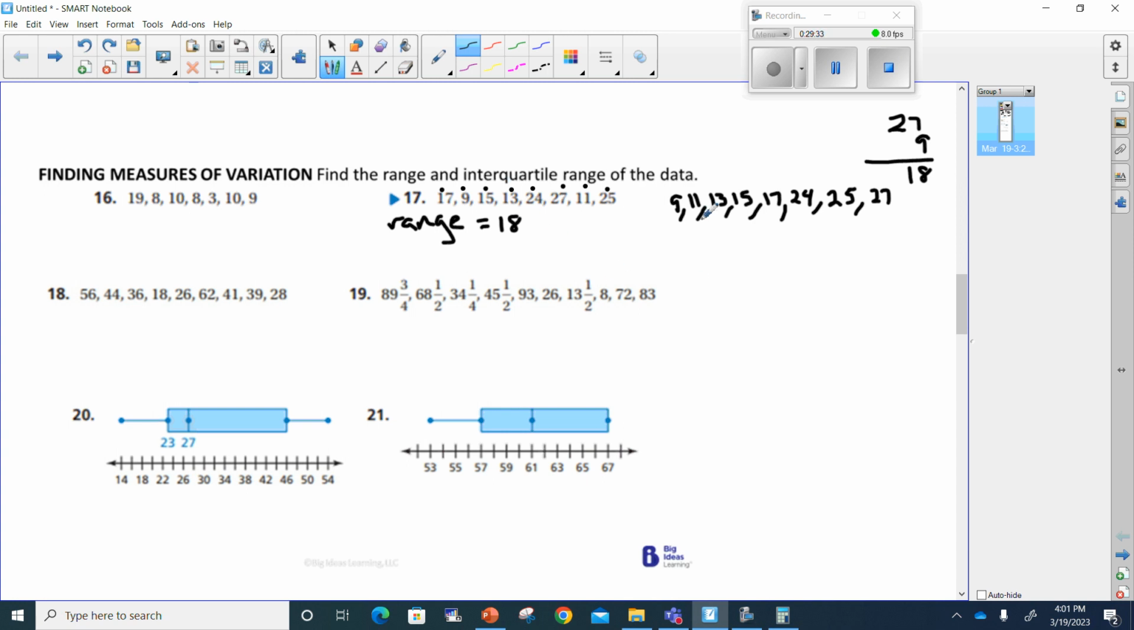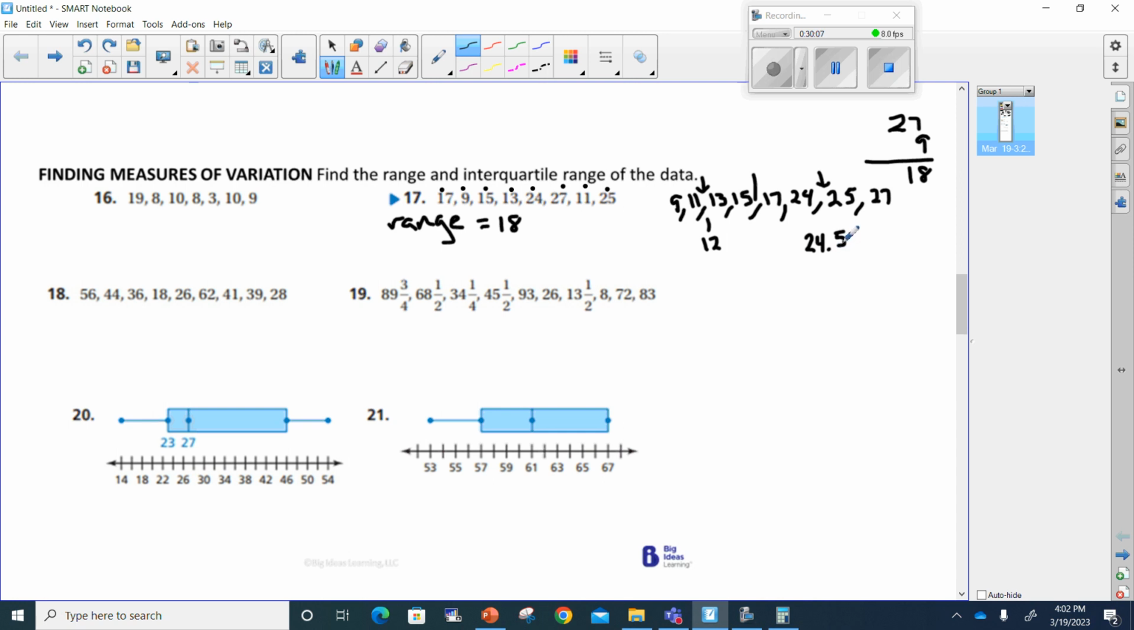And now we're going to find the interquartile range. The interquartile range is going to be, well, let's see, 1, 2, 3, 4, 5, 6, 7, 8. That means 4 numbers here. The middle is here. And that means the middle of this quartile is here, and this one is here. So now we have between 11 and 13 will be 12. And between 24 and 25 is going to be 24.5.